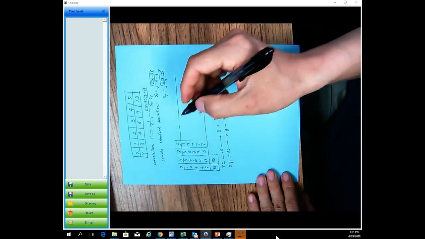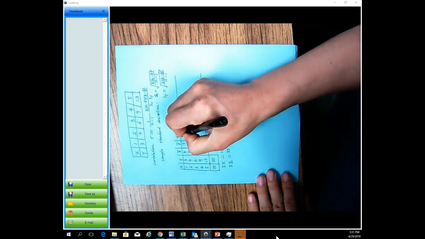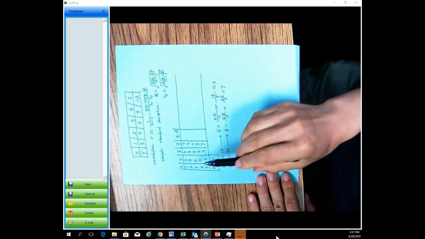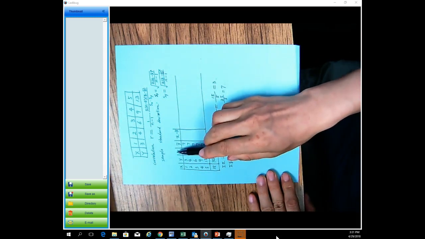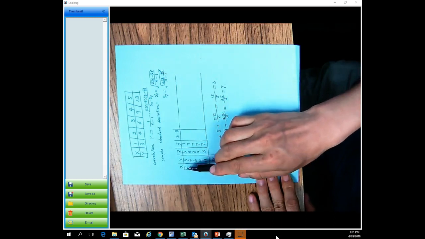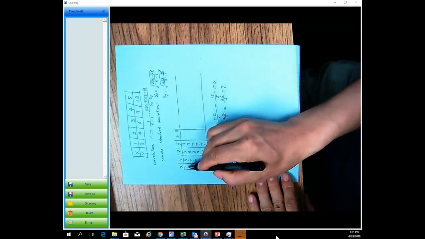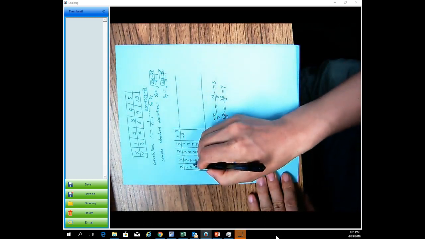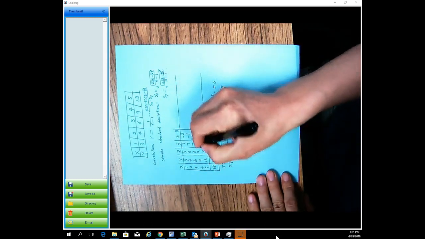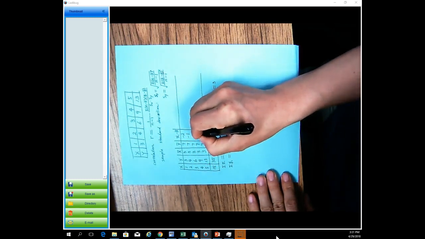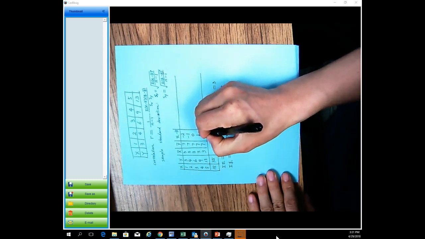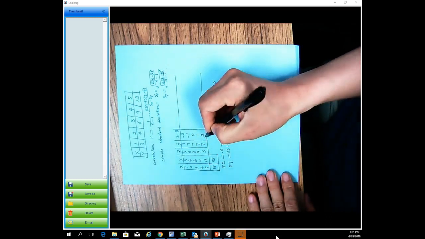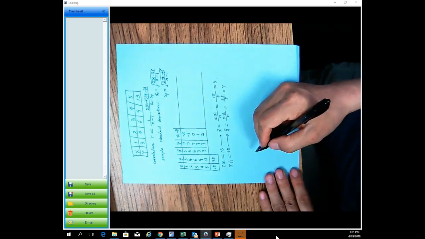Then the next column will be xi minus x bar. Basically that will be your x column subtracting the corresponding x bar column. So the first value will be 1 minus 3, that will be negative 2. And then 2 subtract 3, negative 1. 3 subtract 3, 0. 4 subtract 3, positive 1. 5 subtract 3, positive 2. So be careful with the sign. You need to keep all the signs.